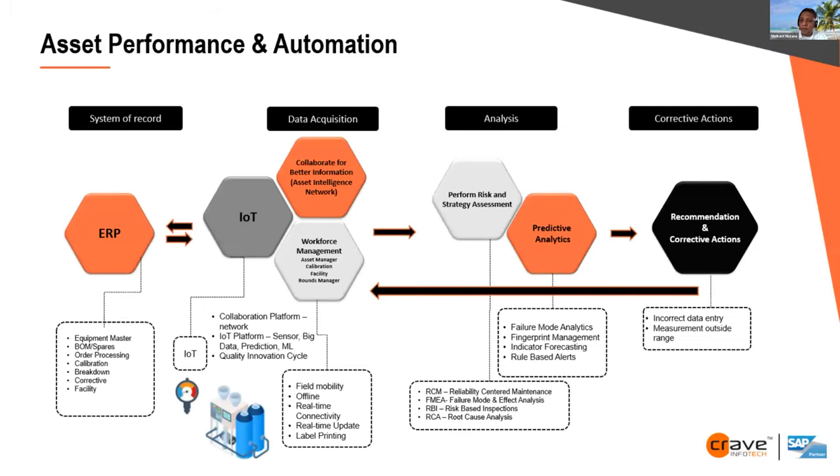What we did is we divided this into four segments. System of record. The first thing any organization needs is a system of record. Of course, most organizations have that. If you have SAP, you have it. If you don't, you have another ERP or some sort of maintenance system, a CMMS, which will allow you to create a system of record. That's equipment master, bill of material, order processing, calibration, breakdown. These are all master data, and transaction data is what you have digitized and kept in an ERP system. Now what's next?